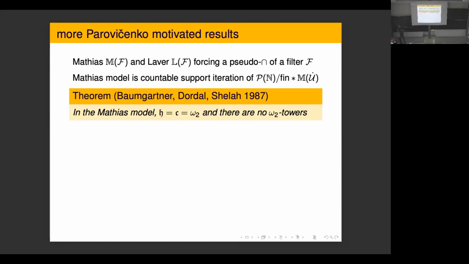So the pseudo-intersection number, h, is omega 2, and not only is the pseudo-intersection number omega 1, but you just can't find an omega 2 length tower. That's interesting. Even before all of this, in fact, my PhD supervisor wrote a book called Absolutes in Topology. So he was very, very interested in this notion of absolute.